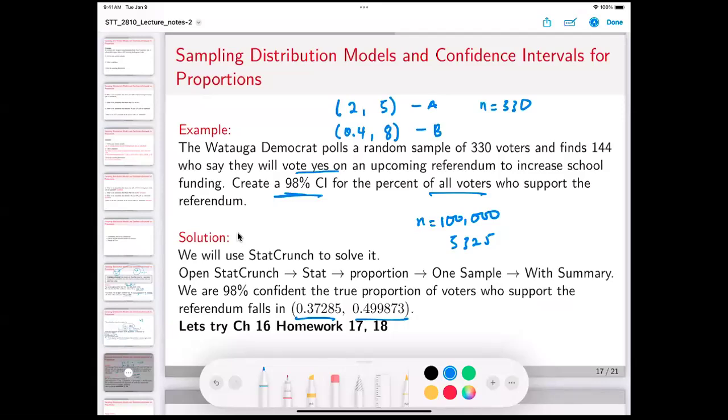Why won't the referendum pass? Can anybody try? Because looking at this interval, you need more than 50% for the referendum to pass, isn't it? Does that make sense? Look at this interval. 50% is outside of this. So you can even see that the referendum won't what? Pass. Does that make sense?